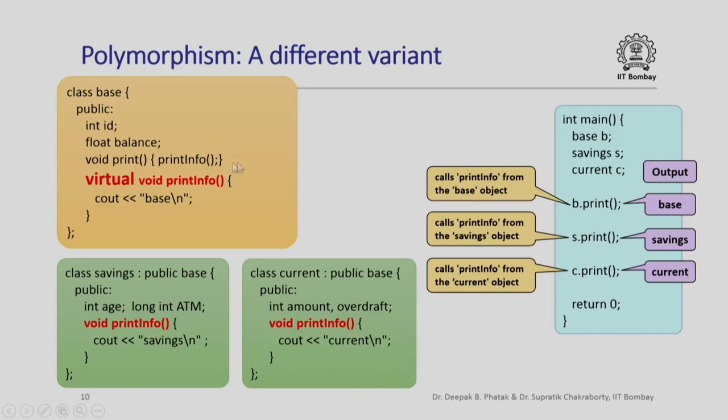So, you see that the function print behaves in 3 different ways depending on whether I am calling it in the context of a base object or a savings object or a current object, although the function print is itself not a virtual function. And why does this happen? Because the function print in its body calls another method which is actually declared to be virtual, and so when I am trying to execute this method here, I have to go and find out what is the context in which this call is being made, and I have to use the definition of print info from that context.